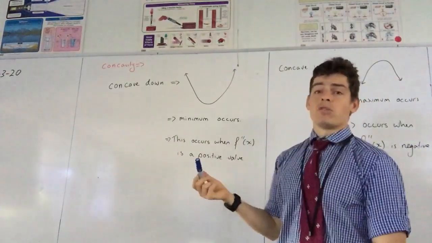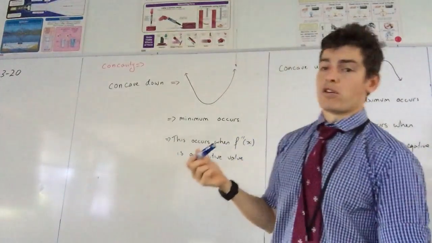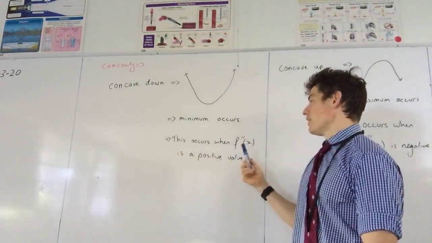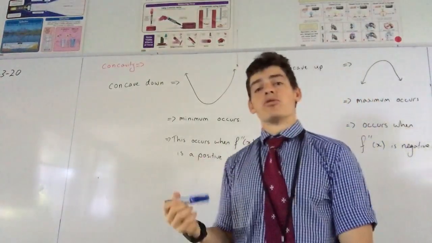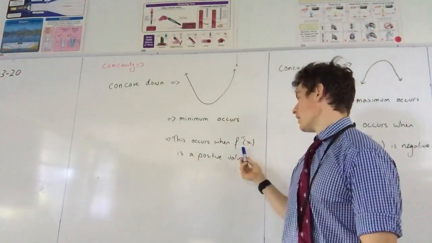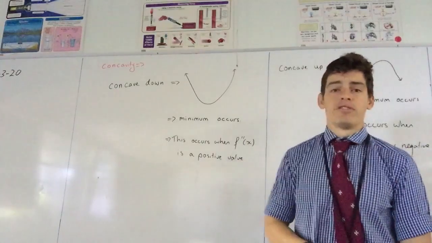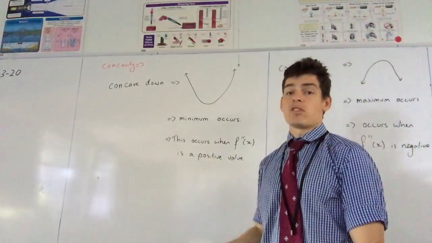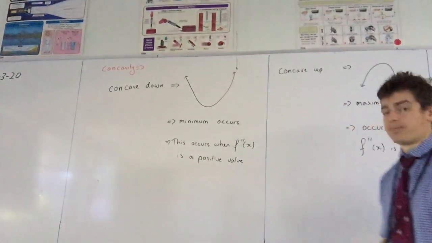This is a minimum, obviously, so it's a local minimum when we've got a concave down, so a downward facing concavity, and this occurs when our double derivative, f double dash x, is a positive value. So when our double derivative is positive, we have a downward concavity, which means we've got a local minimum occurring.